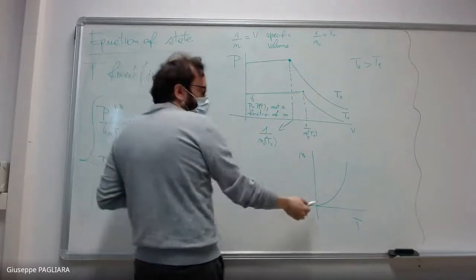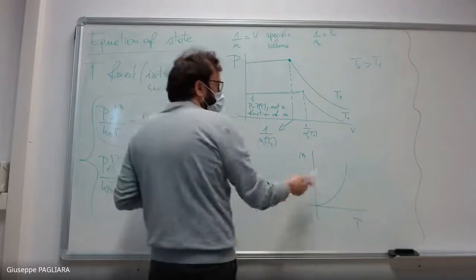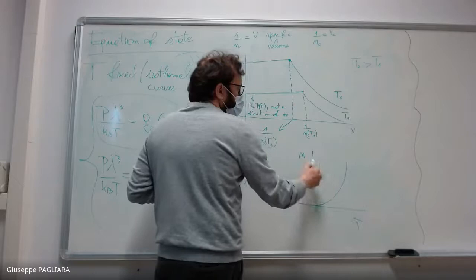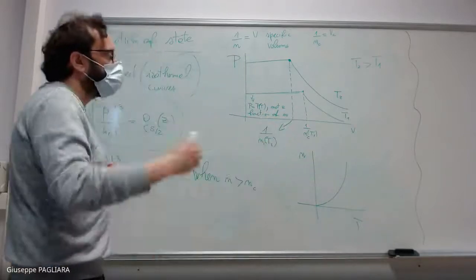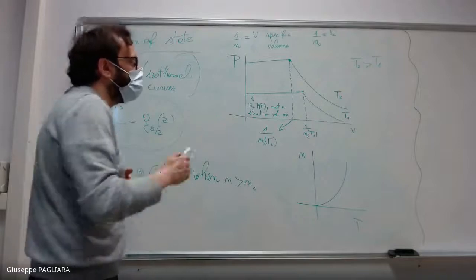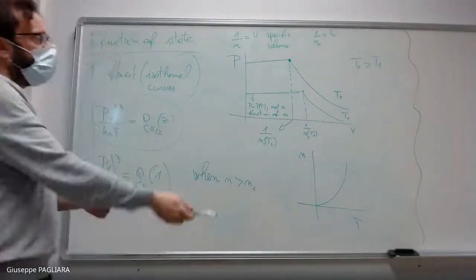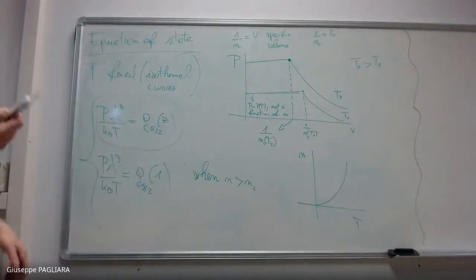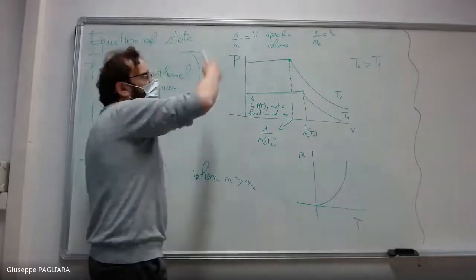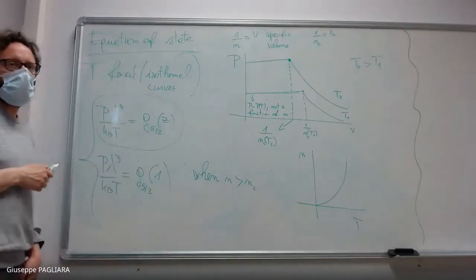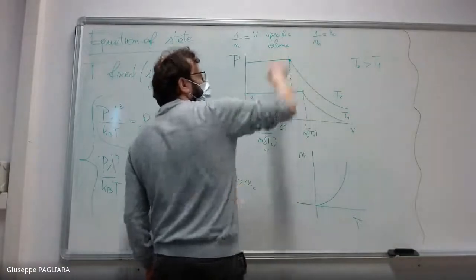Because the behavior is this one, okay? So if I take a larger temperature, the critical density will be larger, and the critical specific volume will be smaller. So the behavior will be like this. Until at some point I reach T equal to Tc, and then when T is equal to Tc, I do not have a Bose-Einstein condensate anymore, and I will just have a branch like this one. Okay?